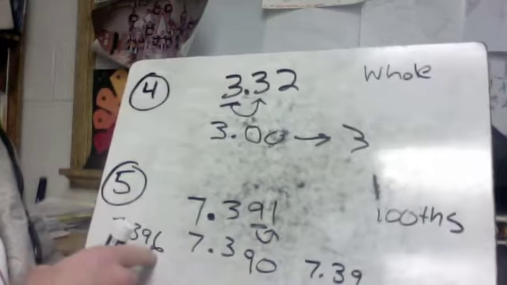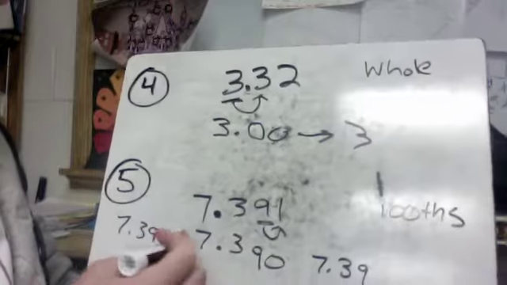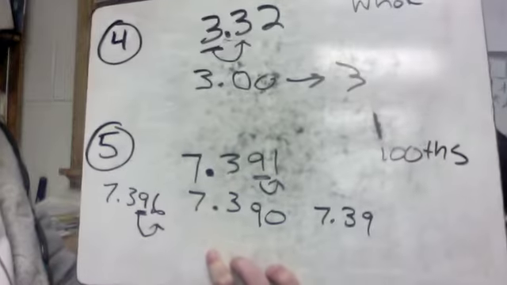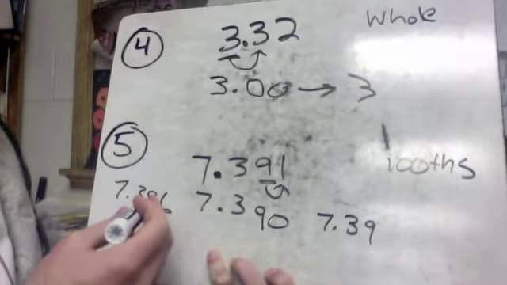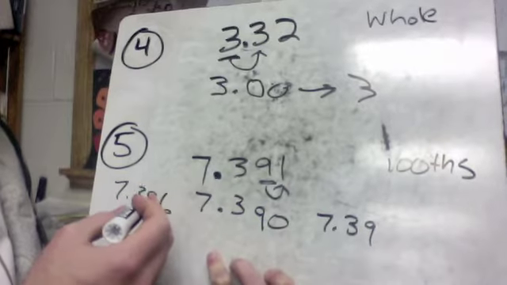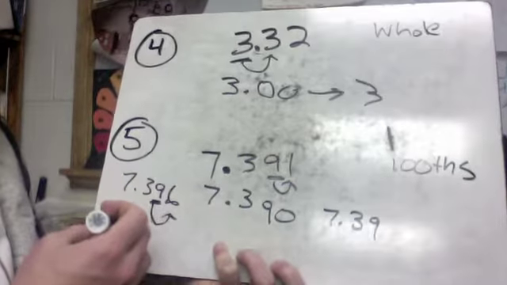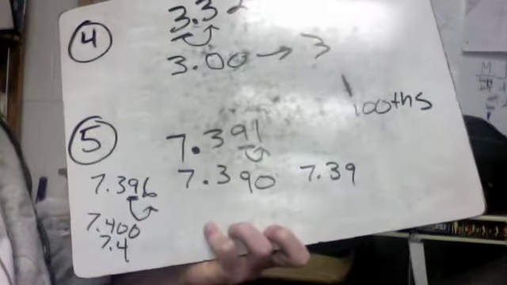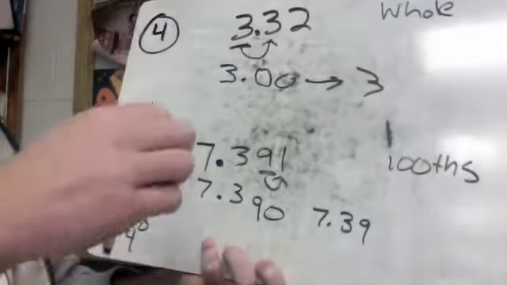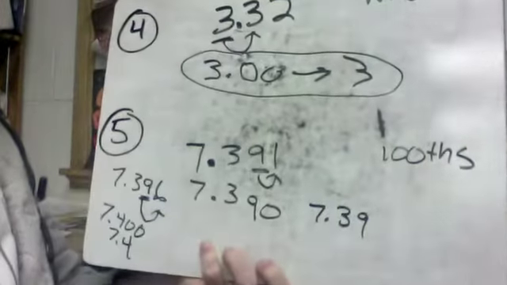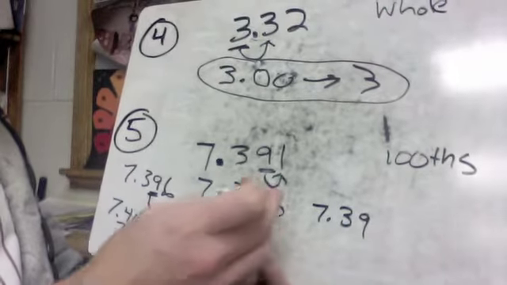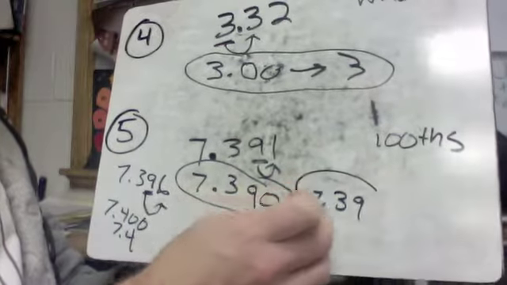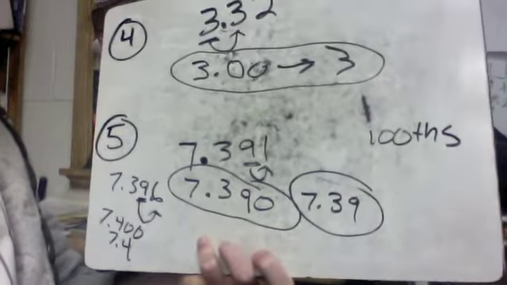7.396, 7 and 396 thousandths, and I still want to round to the hundredths place, I would underline this 9 and look over at the 6. That would tell me to round up. The 9 is going to round up to a 0 or a 10, which means the next number has to round up, so it's going to be 7.400, or just 7 and 4 tenths would be fine as well. But the answers to your questions were 3 wholes, or just 3, and also 7 and 390 thousandths, or just 7 and 39 hundredths. Either one would be fine.